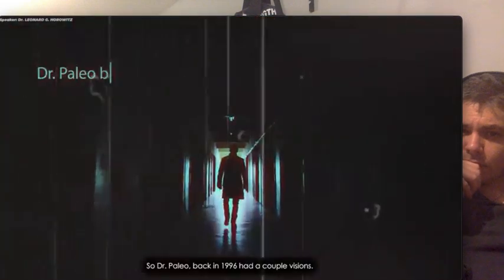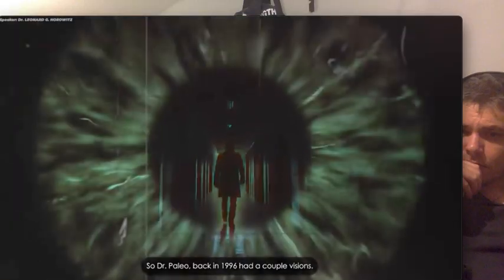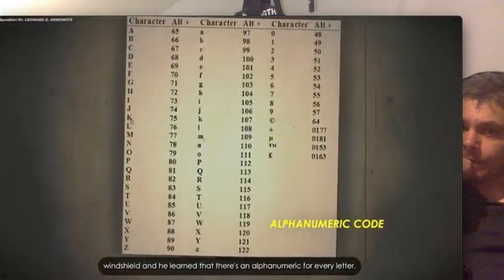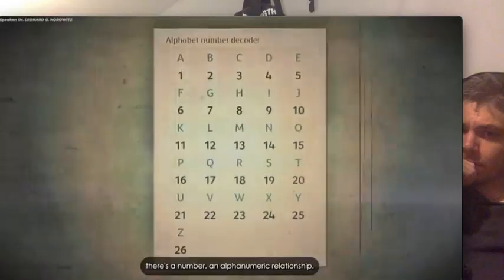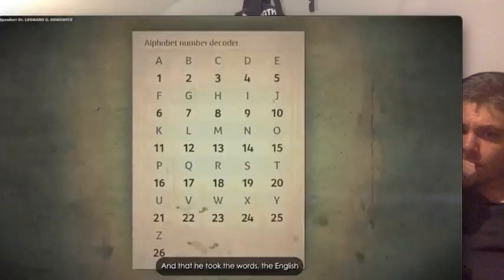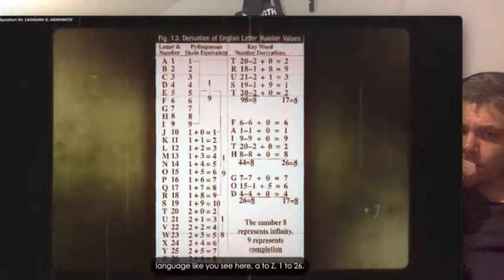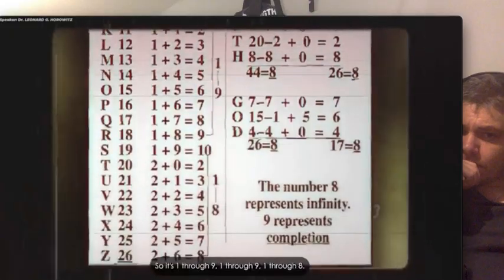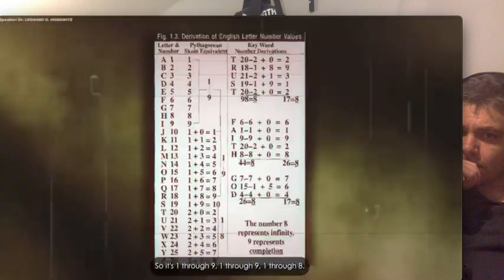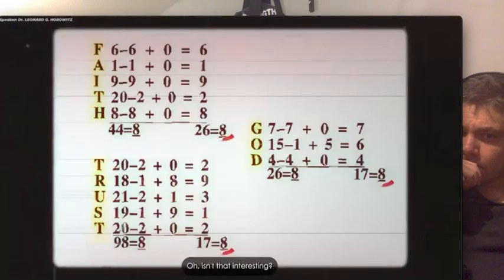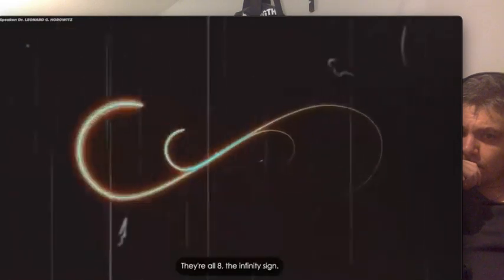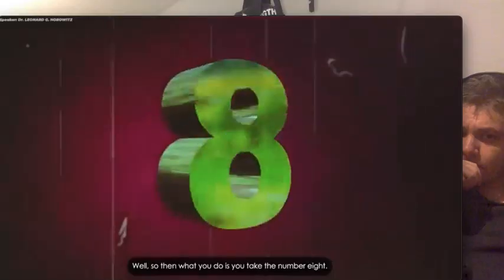So Dr. Paleo, back in 1996, had a couple of visions. He saw numbers and letters on his windshield, and he learned that there's an alphanumeric for every letter, just like in gematria. For every letter, there's a number, an alphanumeric relationship. And he took the words, the English language, like you see here, A to Z, 1 to 26. So it's 1 through 9, 1 through 9, 1 through 8. You see that? Now, you take the words faith, trust, and God. Oh, isn't that interesting? They're all 8s. The infinity sign.